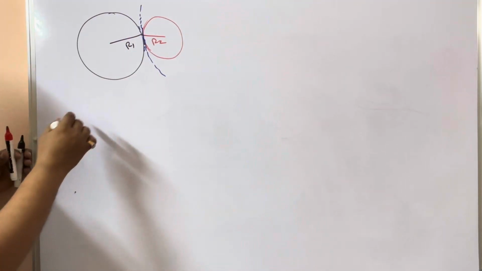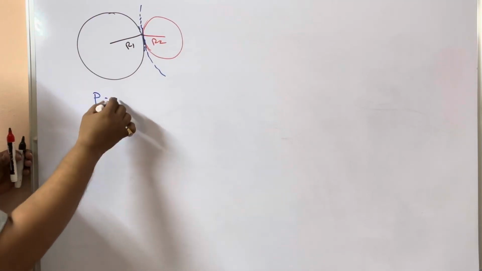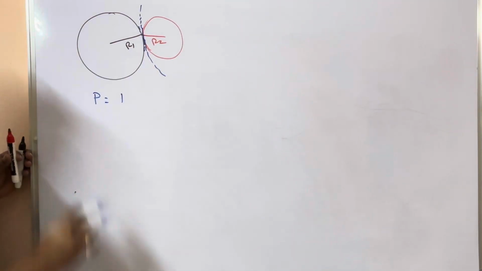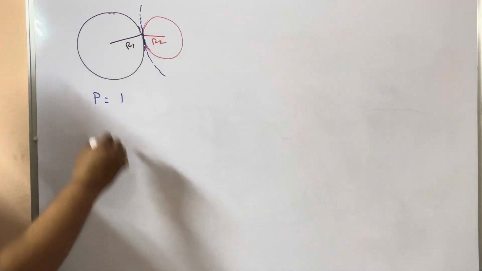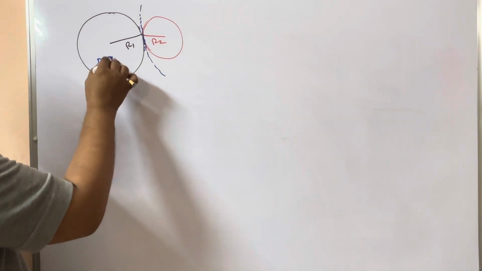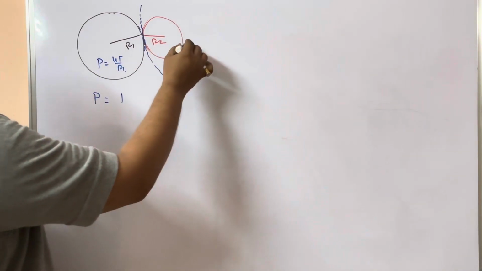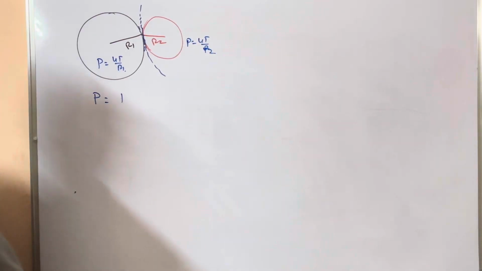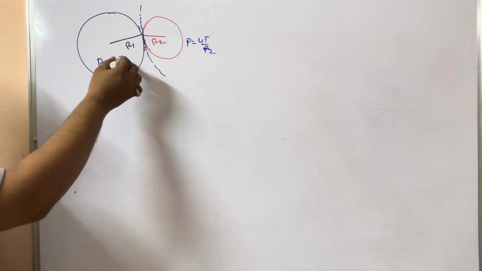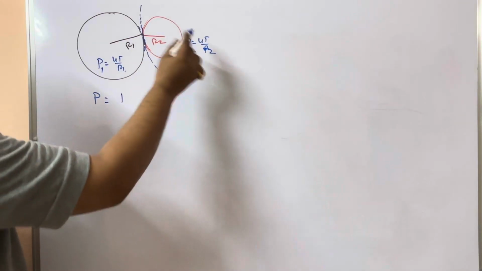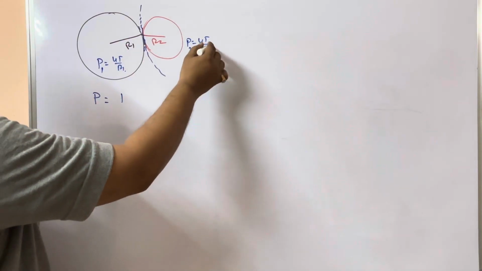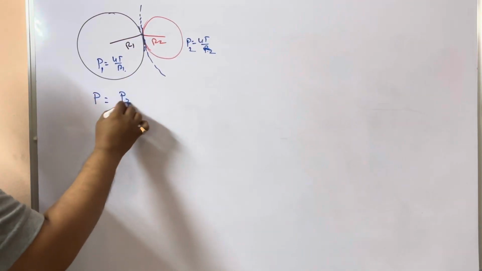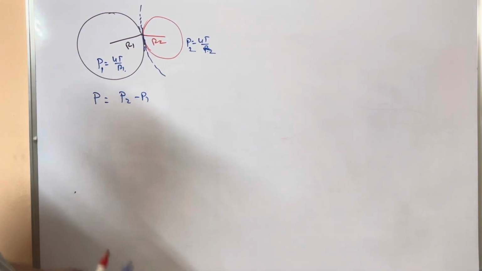How are we going to calculate it? Where pressure is going to be more: in this one, P is equal to 4T by R1, and in this one, P is equal to 4T by R2. So R1 is bigger, P1 is going to be smaller. R2 is smaller, P2 is going to be more. Therefore, we will write P2 minus P1.